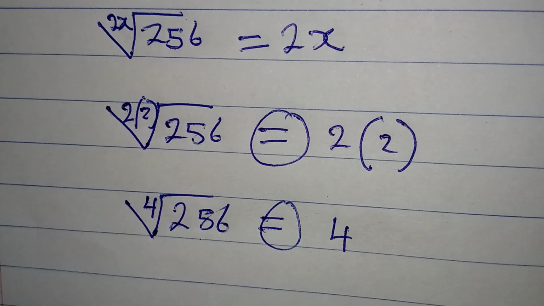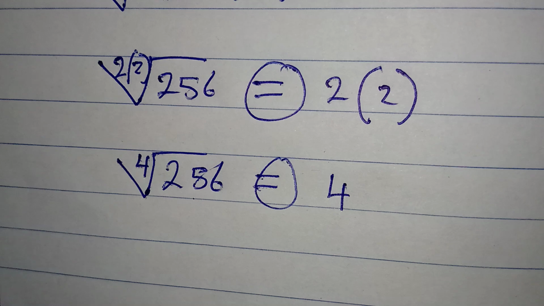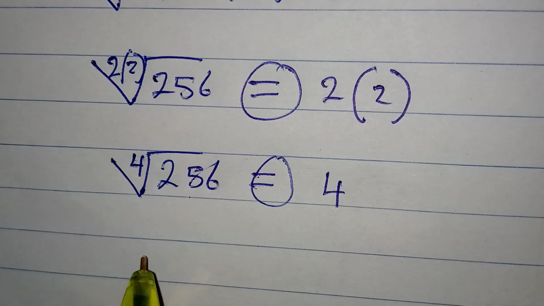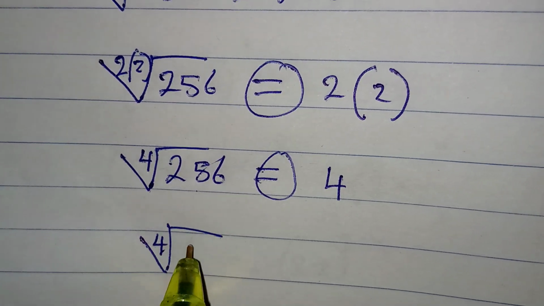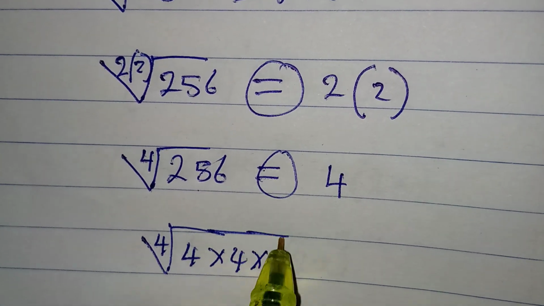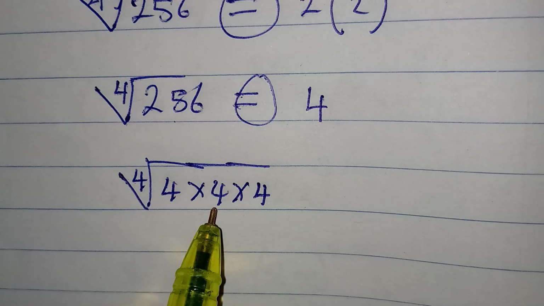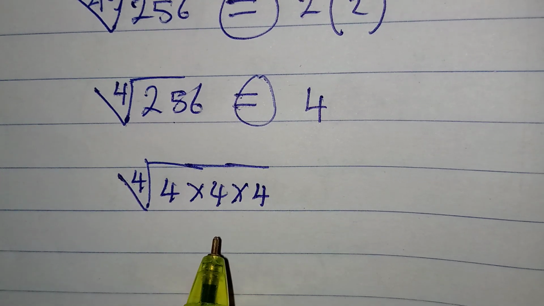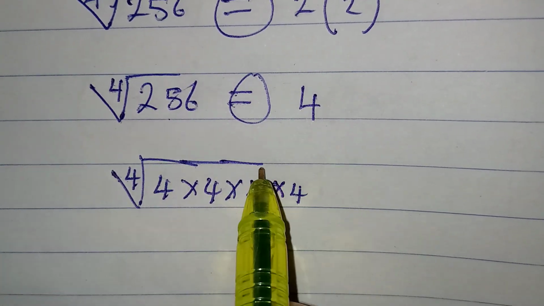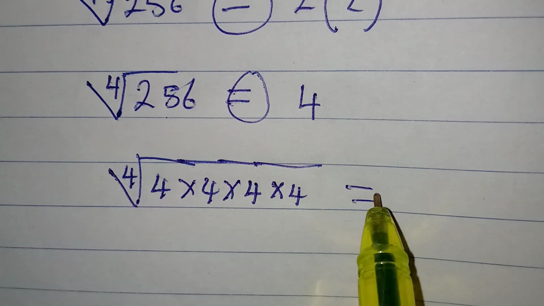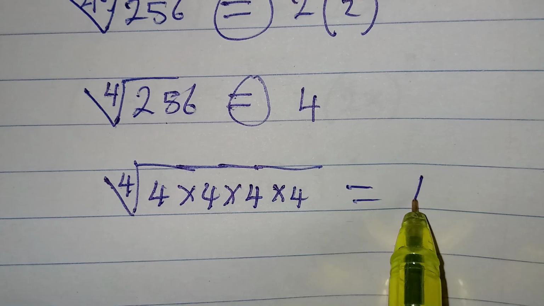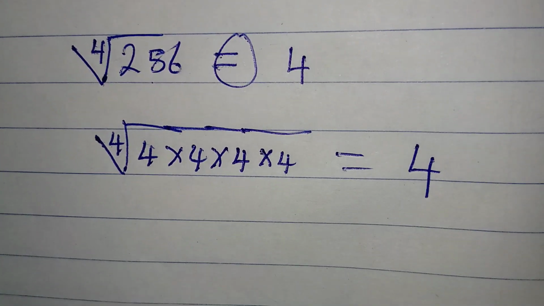Okay, now let's continue. The fourth root of 256, let's go. We have 4 in here: 4 times 4 times 4 times 4. Let's multiply this and see. 4 times 4 is 16. 16 times 4 is 64. Now 64 times 4 again, that will give us 256. Now, will this be equal to 4? And the answer is yes, because this will be equal to 4.